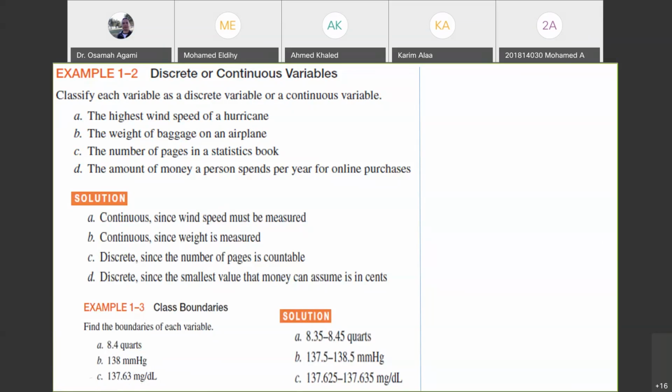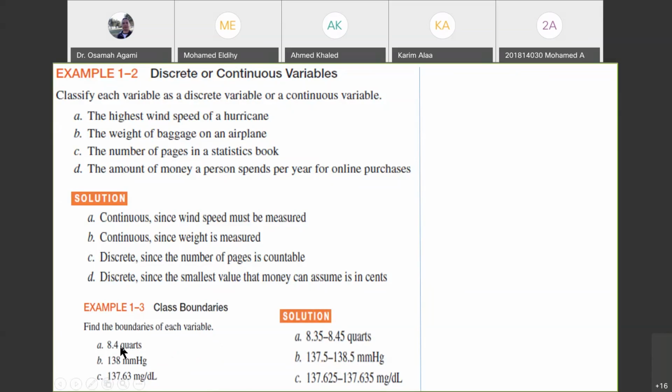So the half of 1 is half. So you take half before this one to have the lower bound, so it will be 137.5. You add half after this one to have the upper bound, which will be 138.5. We need this one in the histogram later on, right?